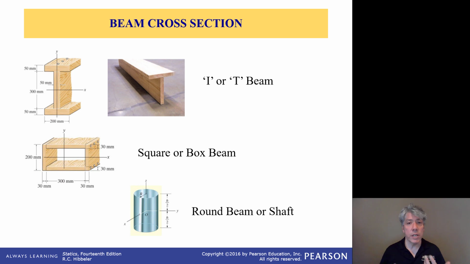So an I or T beam indicates the cross-sectional shape of the beam. There are also square or box beams that are either square or rectangular. And finally, even round sections can serve as a beam or a shaft.